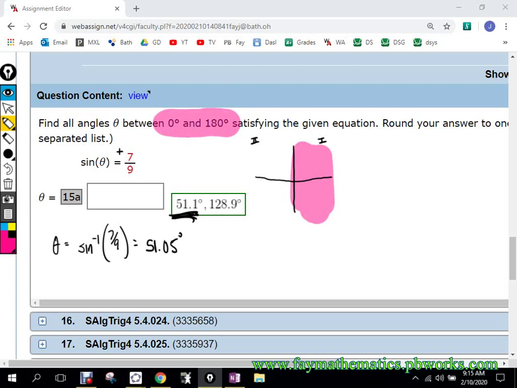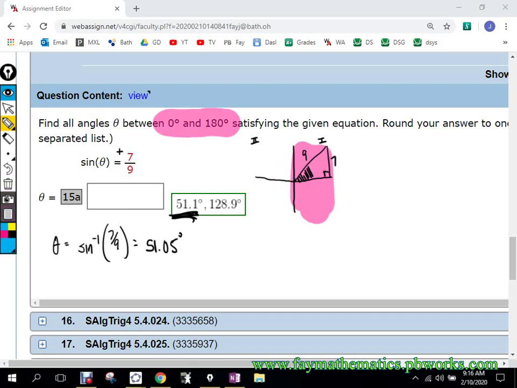Now, because it was 7/9, it has to be in that quadrant there. Because 7/9 is opposite over hypotenuse, and that is the only place that the sine inverse could exist. Does that make sense? And the sine be positive. If it was in the 4th quadrant, wouldn't the sine have to be negative? Wouldn't the 7/9 have to be negative? Does that make sense? Okay. So right now, the number that my calculator is giving me back is that number right there, that angle.